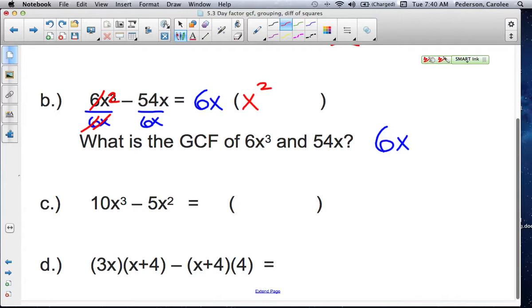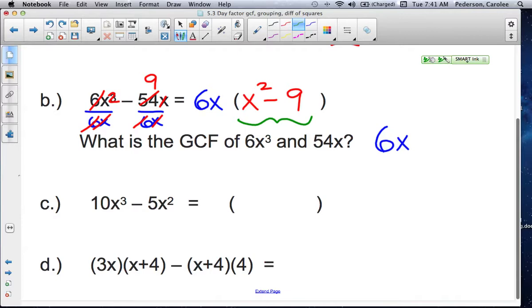Now let's go to the next term. I take and divide 54x divided by 6x. Well, the x's will cancel because I'm dividing that out. And then 54 divided by 6 is 9. So I'm left with x squared minus 9. Down the road in this lesson, we're going to continue factoring this parentheses. You haven't been taught how to do that quite yet. So right now the GCF is 6x. I'm left with x squared minus 9.